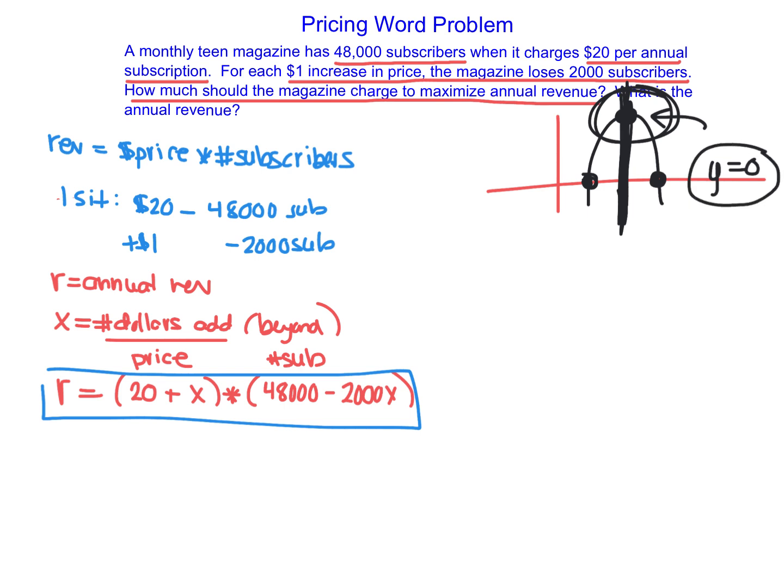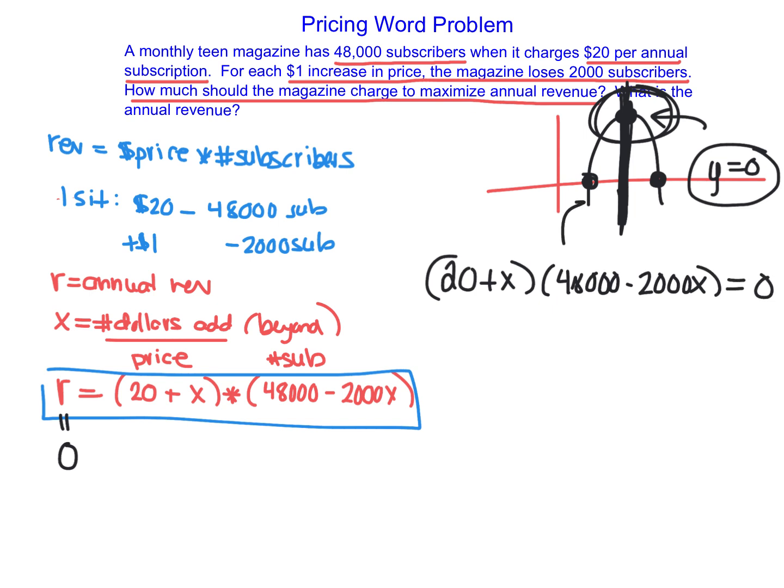Remember, when we solve for the x-intercepts, our y value is set equal to 0, which in this case is equal to R. So we can take our entire equation of 20 plus X times 48,000 minus 2,000X, and set that equal to 0, and that will help us to identify these x-intercept points. Now what I notice here is the form that this is written in is perfect for the zero product property. It's already factored. So I can set each part equal to 0, so I have 20 plus X is equal to 0.